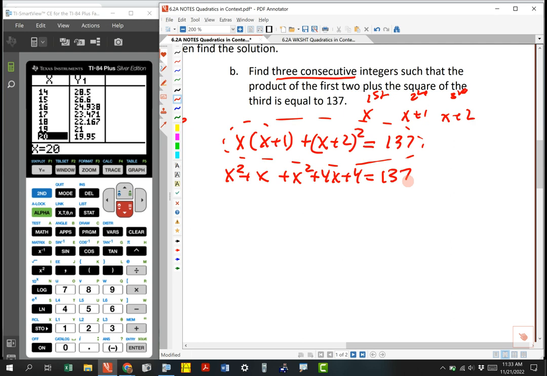There's no 137 property of multiplication, so we want to get a 0 on that side. So I'm going to combine the two of those, and I get 2x squared. I'm going to combine the two of those, and I get 5x. And then when I move this to the other side by subtracting, I end up with negative 133. That would be correct.